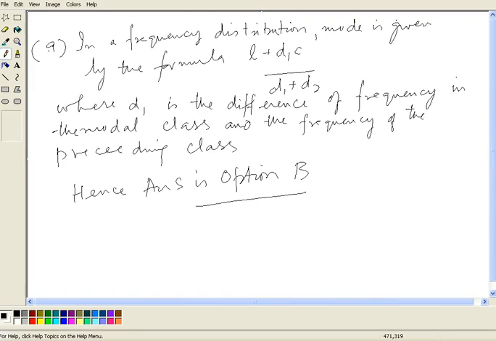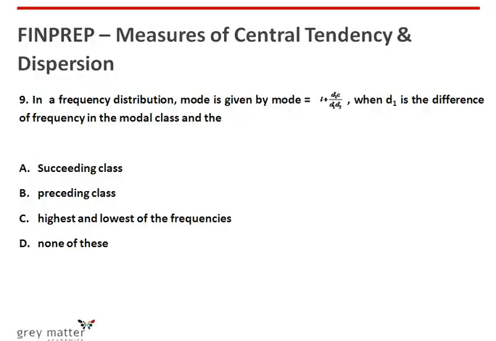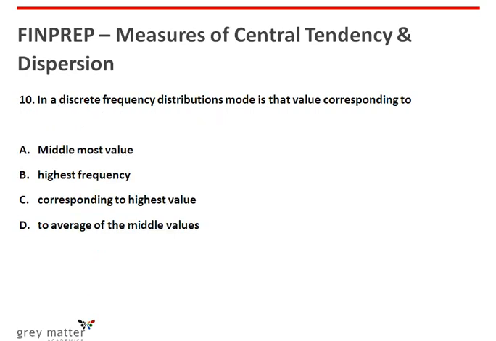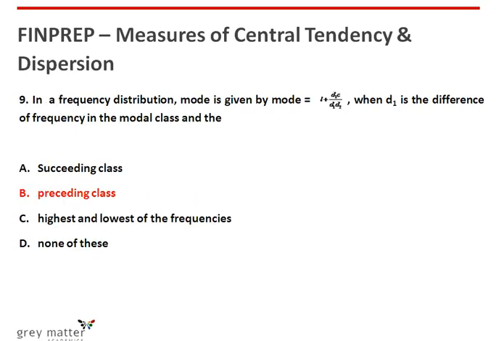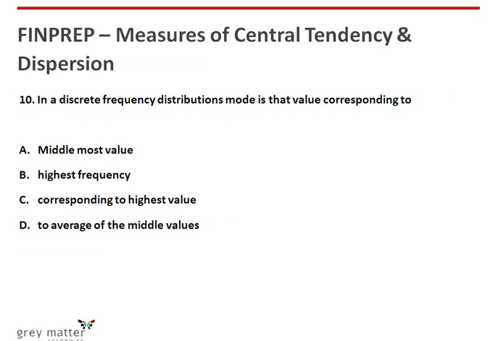So hence the answer is option B, which is given in our PowerPoint as B option, preceding class. 10th question, in a discrete frequency distribution, mode is that value corresponding, as per definition, to the highest frequency. So the answer as per our PowerPoint presentation is B option, which says highest frequency.